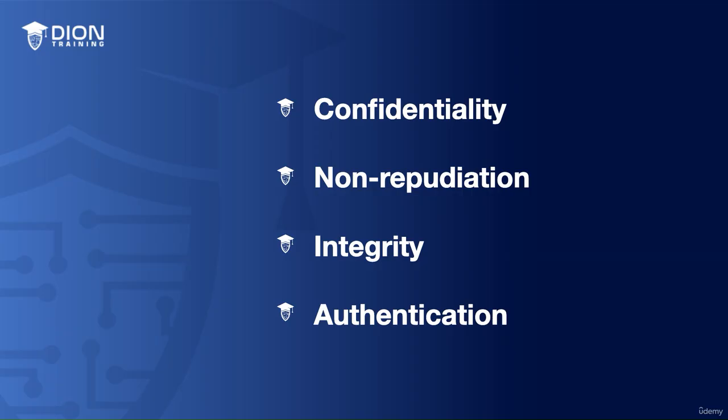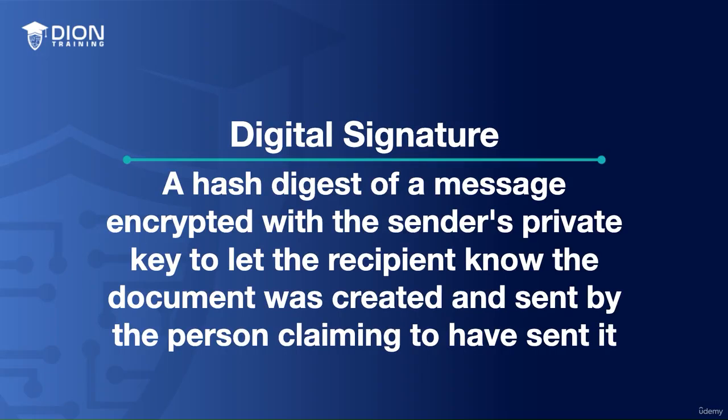Now, to accomplish all of this with our emails, we often use a process to create a hash digest based on the message being sent, and then we encrypt that hash digest using the sender's private key. This is known as a digital signature, and it's going to provide us with the integrity of the message that's being sent because we have that hash of the message, as well as giving us non-repudiation because only the sender could encrypt that hash using their private key.